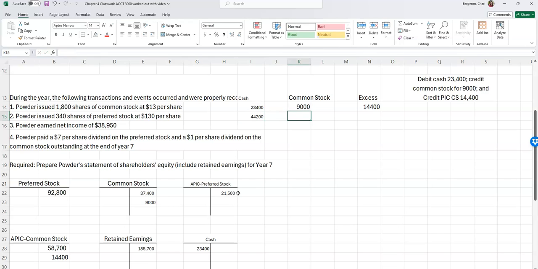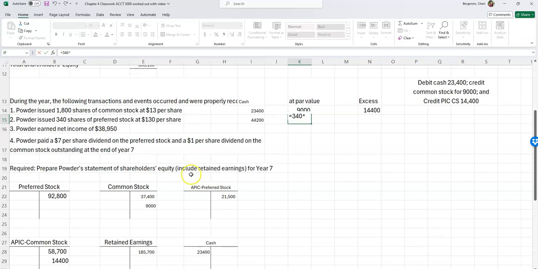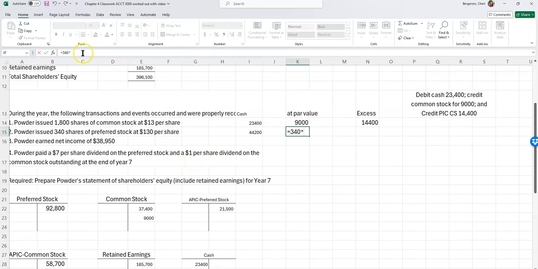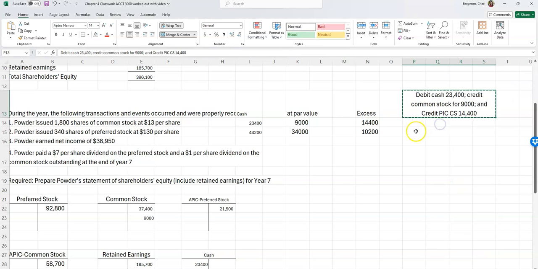I'm going to put it at par value. I'm going to change this to say at par value because now it's common and preferred stock. So that would be your number of shares, 340, times par value of preferred stock. If I come up here, I can see that my par value of my preferred stock is $100. So I'll multiply this by $100, and that's it. So the excess is the amount of cash over par, and that is 10,200.